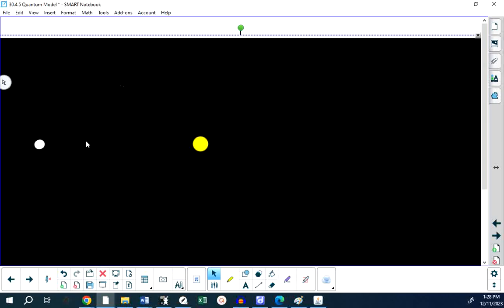Does that make sense? On the other hand, an alpha particle here is going to be deflected. An alpha particle a little off center will be deflected back maybe. An alpha particle here will be deflected a little bit. You get my drift? Okay.